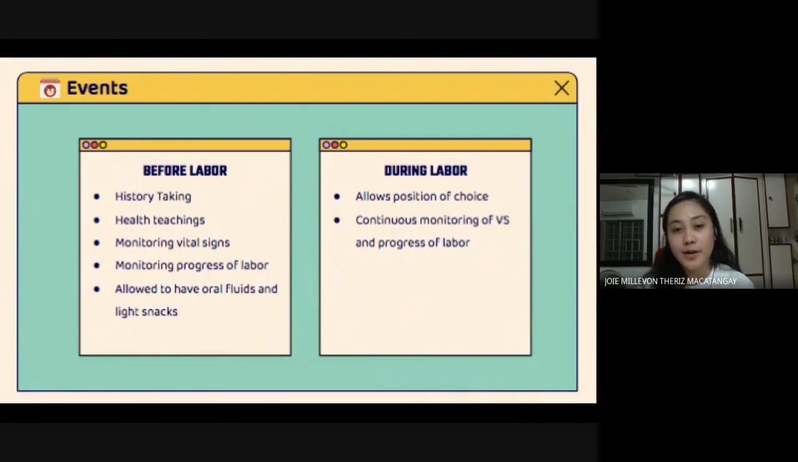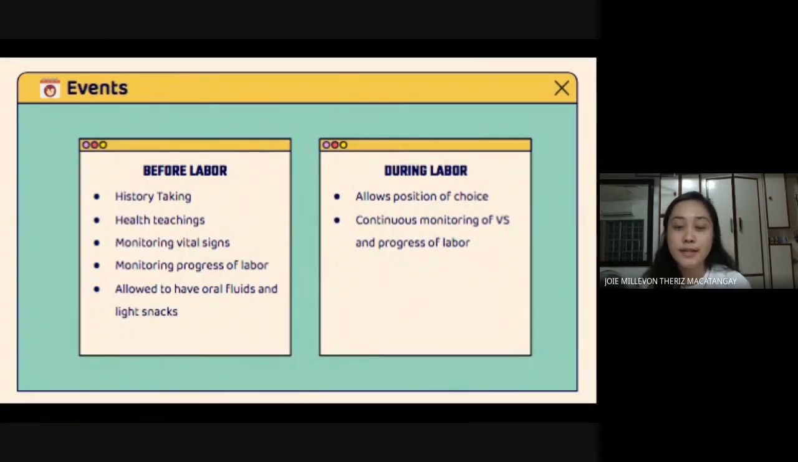Before labor, upon admission, pinagpapalit na po kayo ng patient's gown. Kung ano oras po kayo na-admit at kung ano po yung reason for admission ninyo, yung record po ito. Ang sabi ko nga po kanina, sa labor room, hindi po pwede manganak ang patient. So dito po na isasagawa ang history taking, health teachings, monitoring vital signs, monitoring progress of labor, and allowed to have oral fluids and light snacks.